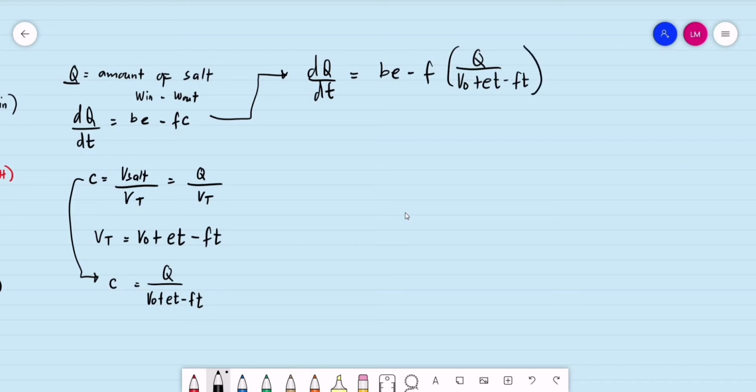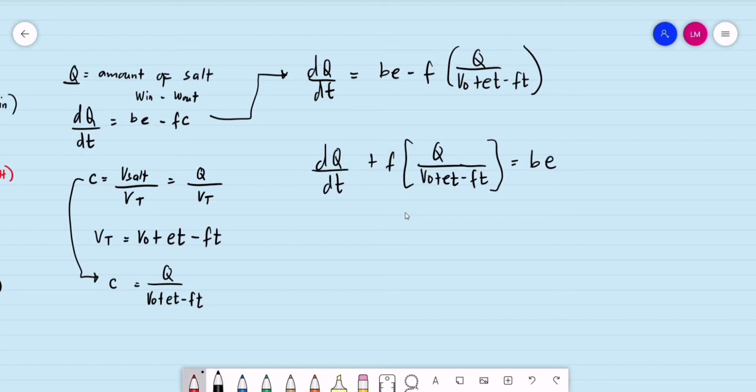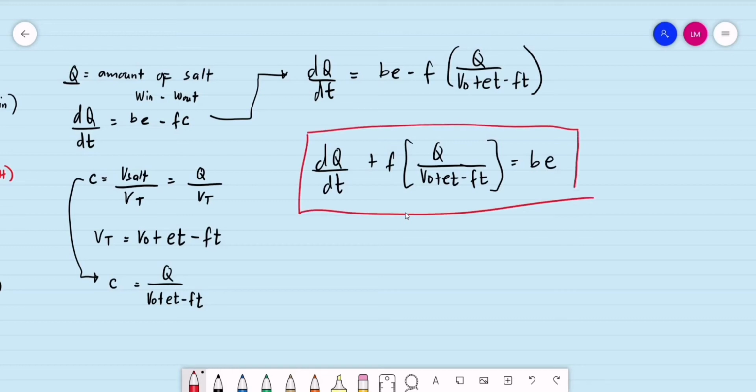Then we can simplify our expression. Let's say dQ divided by dt, we can transpose this one, plus F multiplied by Q divided by V sub O plus ET minus FT is now equal to BE. So this will be our initial expression. Let us try to use this expression on one example.